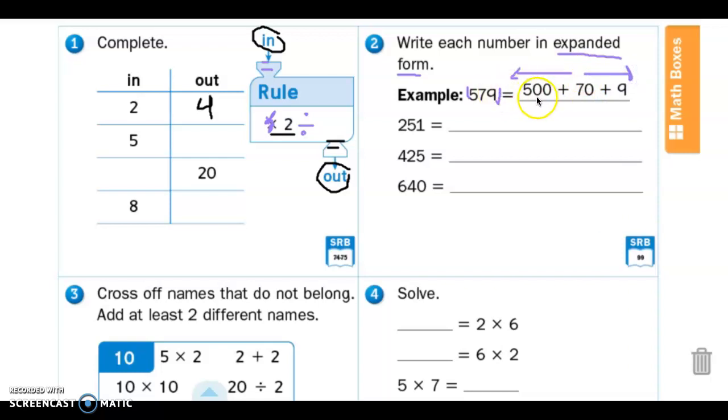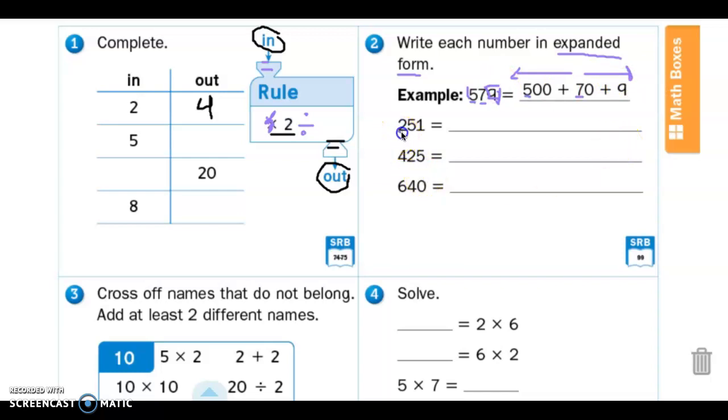Why would they have a 500? Well, look at what's in our hundreds place. It's a 500. And it has 2 zeros after it because there are 2 numbers after it. They put a 70 because look, what's in the tens place is a 7, and there's 1 number under it, so that becomes a 0. And look at what's in the ones place, a 9. And so we only have a 9.